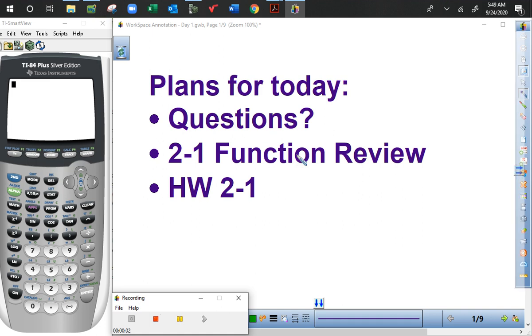Hi folks. Chapter 2 is all about interpreting data and figuring out if a set of data that we're looking at can be modeled by some of the functions that we know. So today the goal is to review linear functions, quadratic functions, and exponentials so that when we get to that data set interpretation, we know what those things look like. Make sure you have a calculator ready and a blank note card.